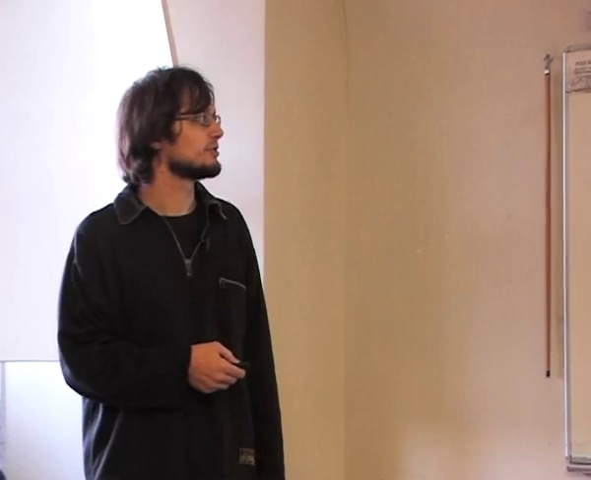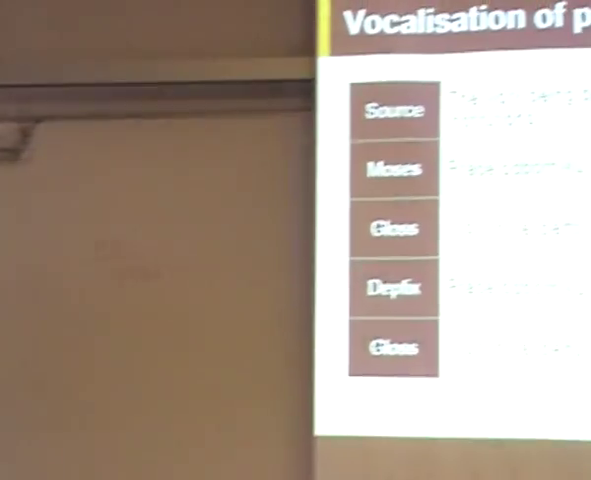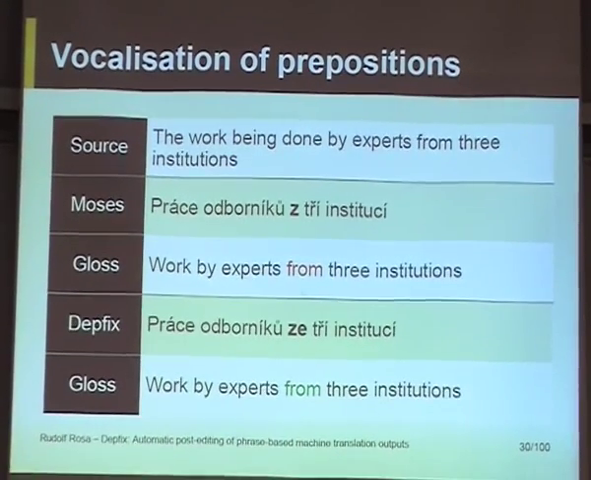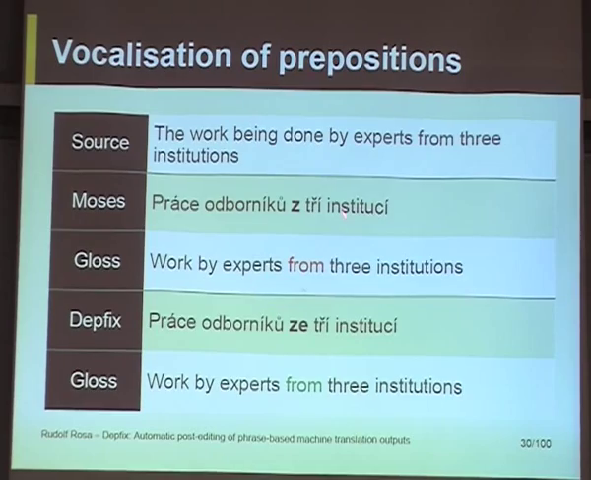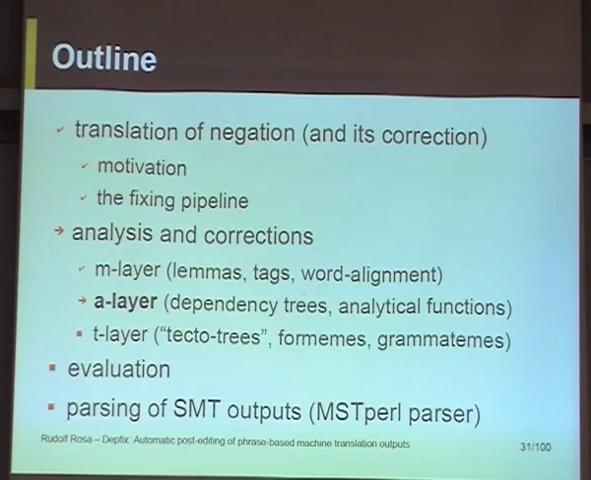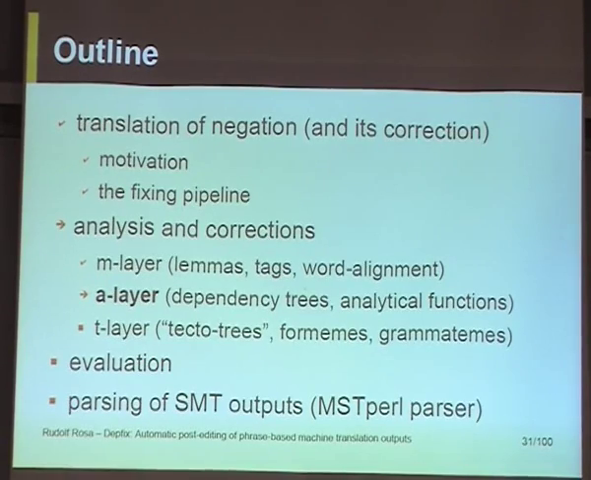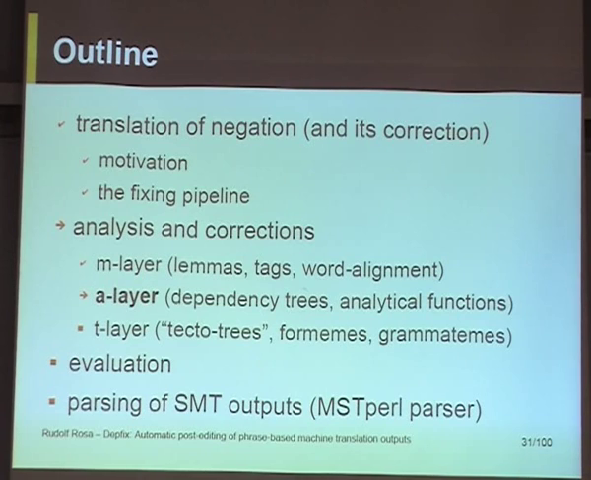Localization of prepositions, this even does not require us to look at the source, because we have a tool that detects cases where the preposition should or should not be vocalized. So it does not change the meaning, it just makes the sentence look better, and that's it. So this was the morphological layer. There are really simple fixes. Most of the fixes happen on the analytical layer, so on dependency trees with analytical functions.